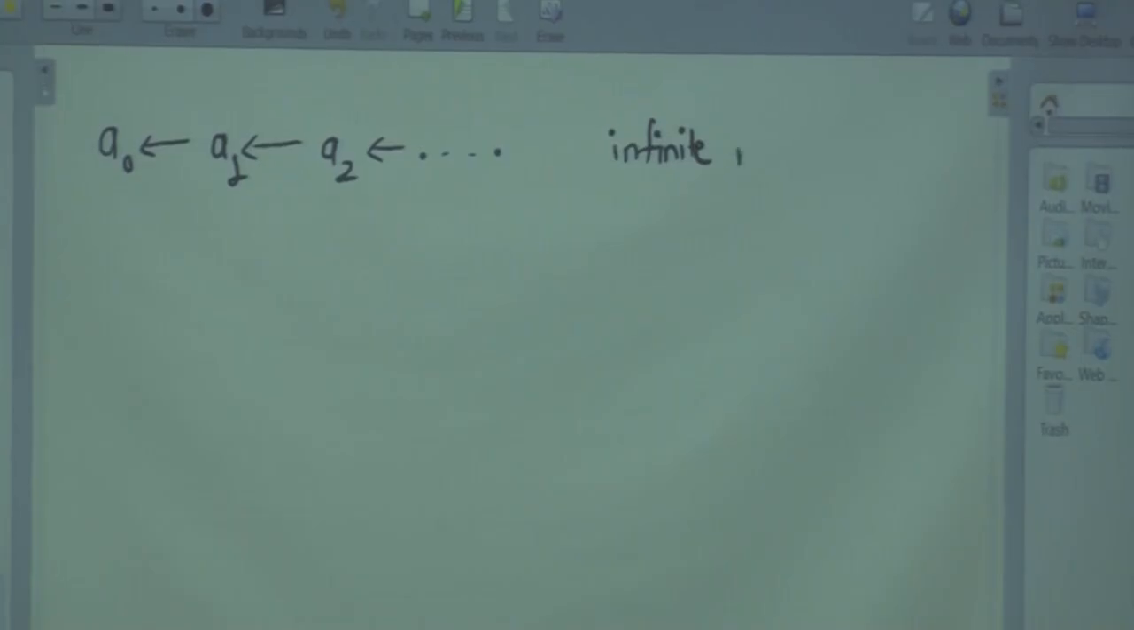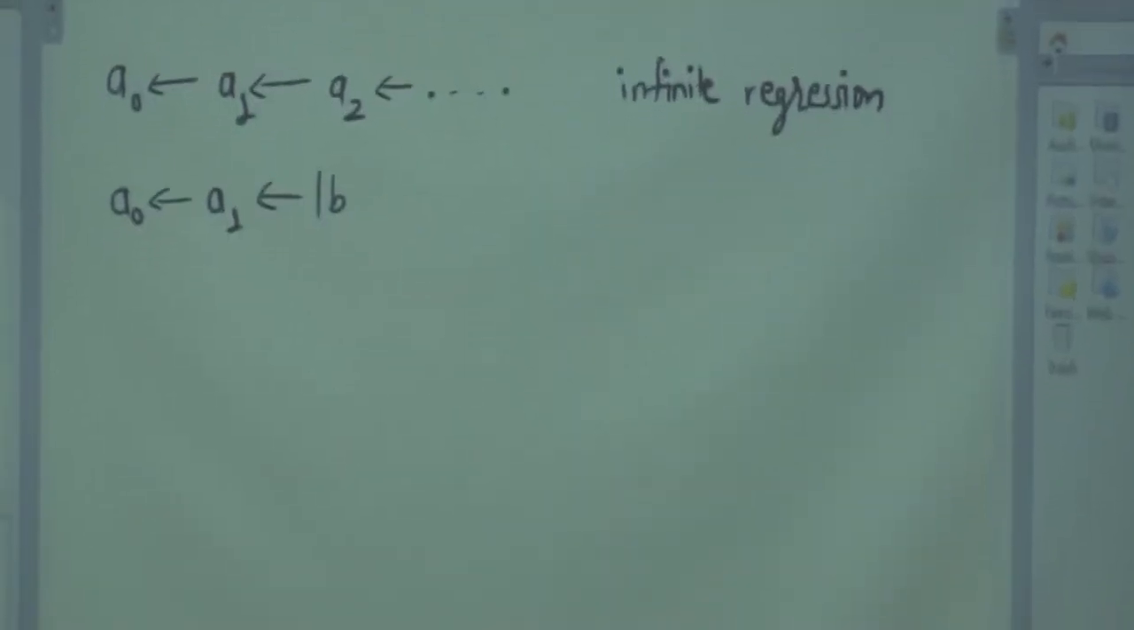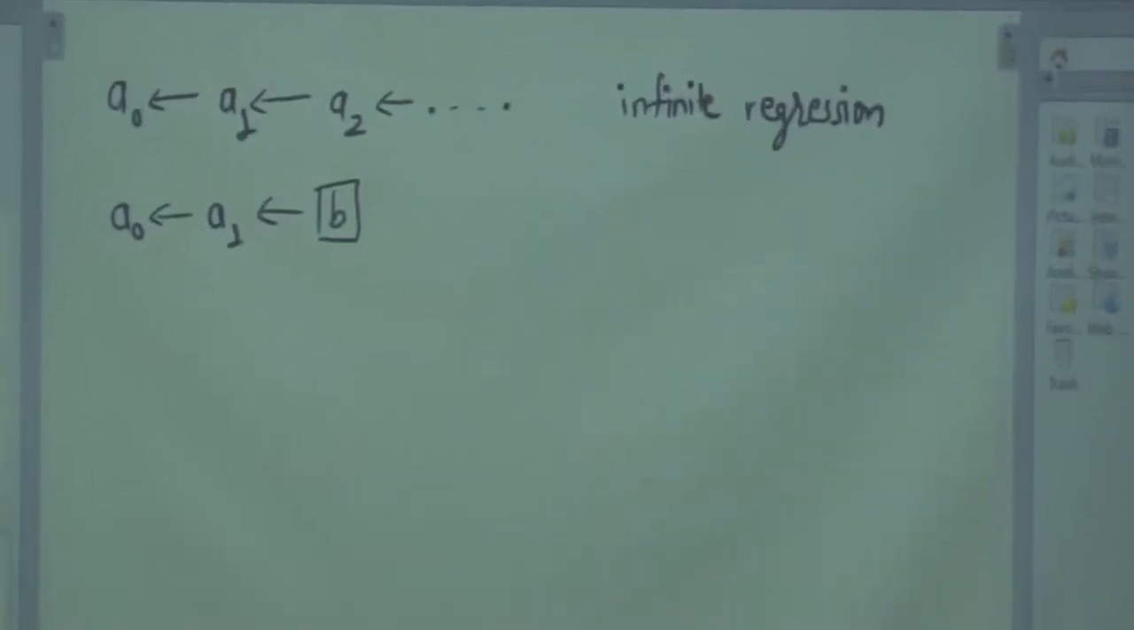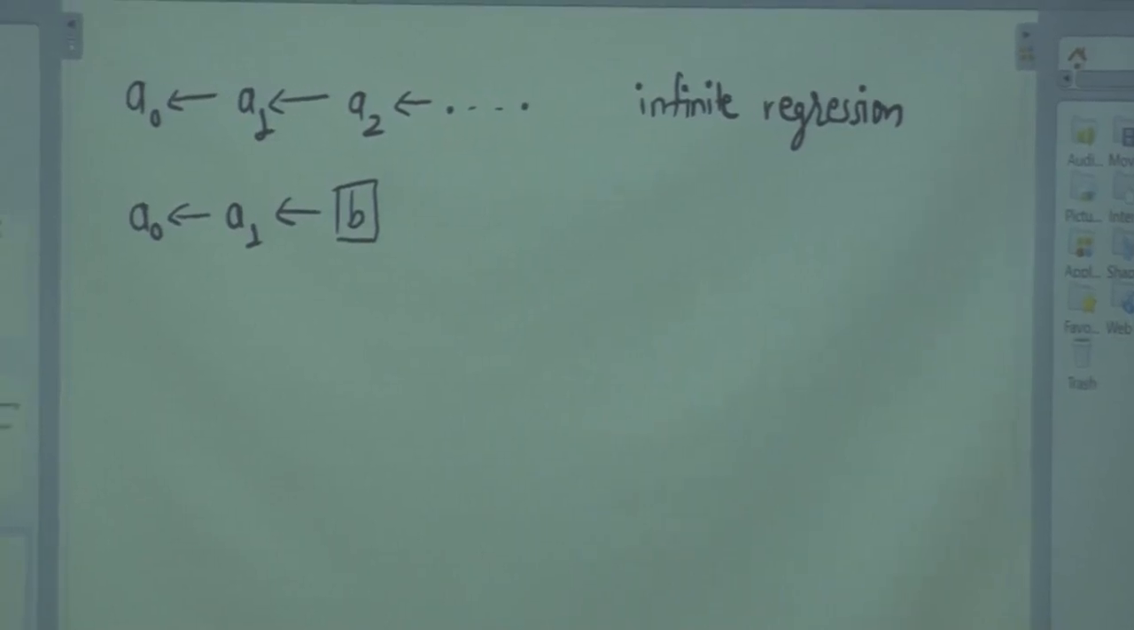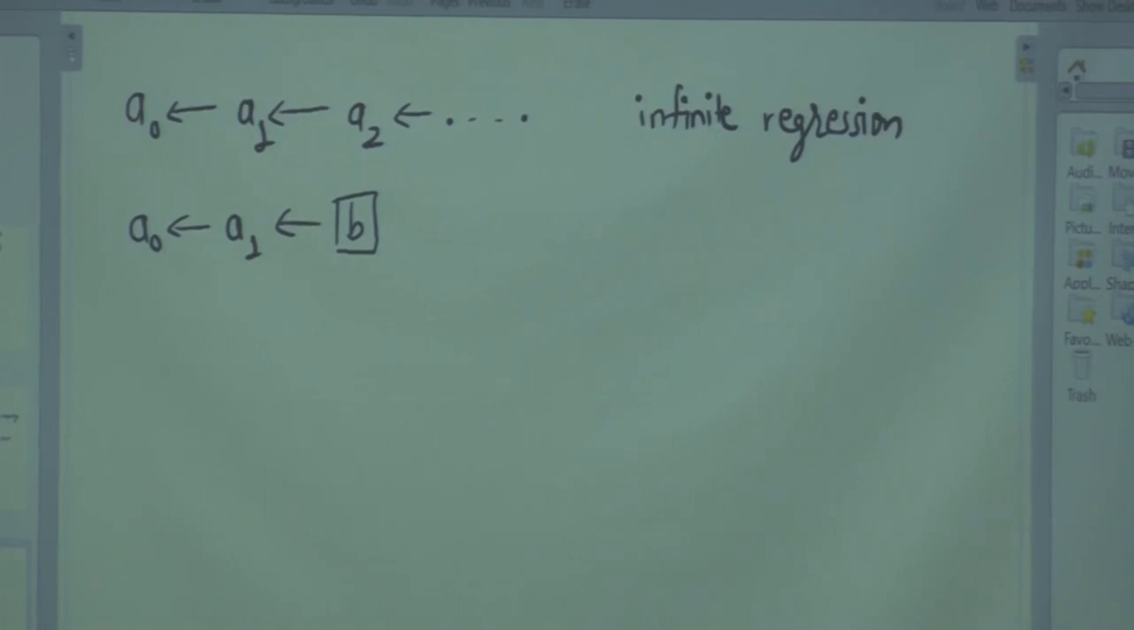Okay, so modulo, I'm using the word infinite, but modulo our understanding of the word infinite. Okay, this is the first possibility. Second thing is that A0 relies on A1, but ultimately A1 relies on B, and B is something that we all agree on. Okay, so B is like an axiom. We don't question B.